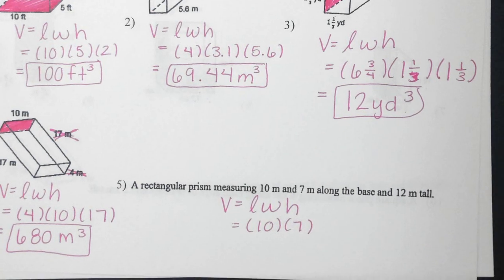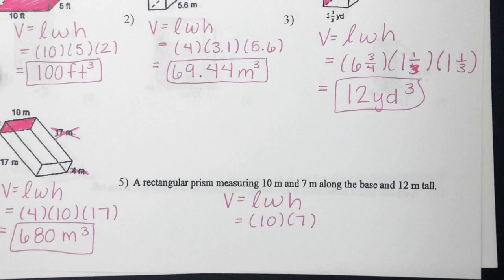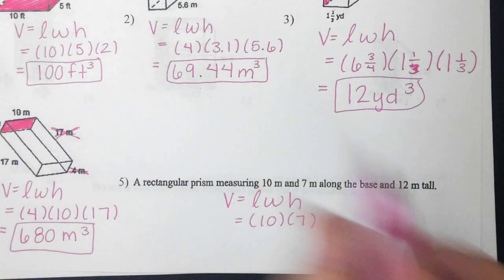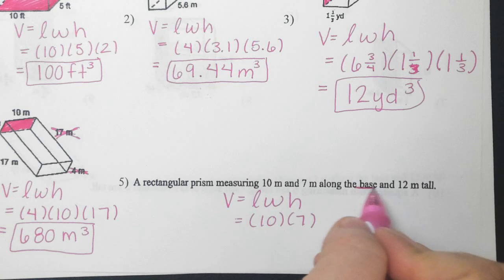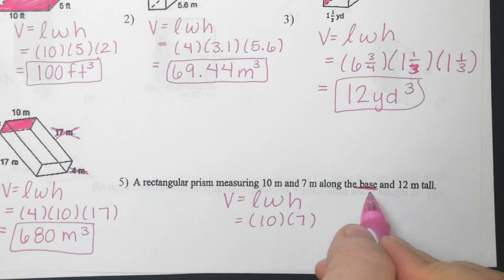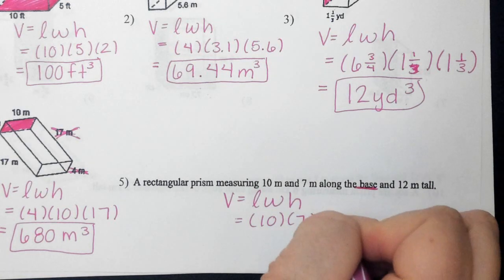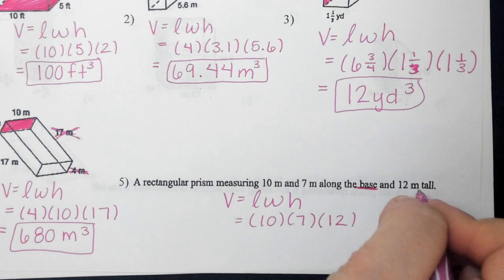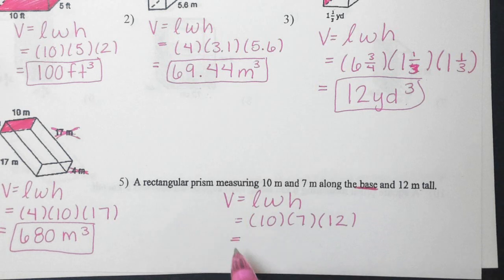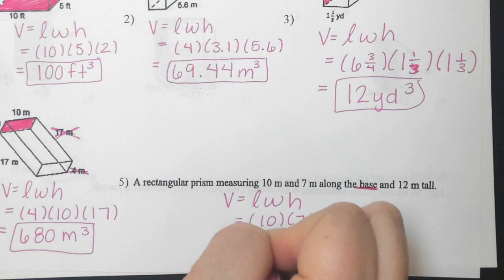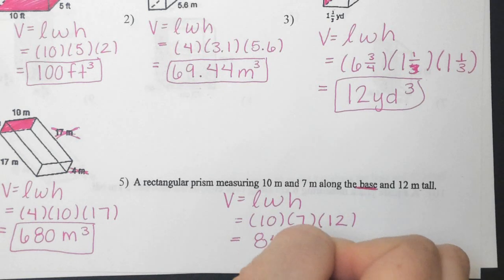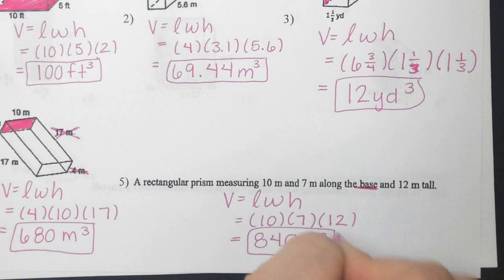Why? Is it because they come in the front? Why do 10 and 7 have to be the length and the width? Nathan? It says that those are on the base, which makes them my length and my width. And then 12 is the height because it tells how tall it is. All right, so when I multiply that out, what do I get for my answer here, Jackson? 840 meters cubed.